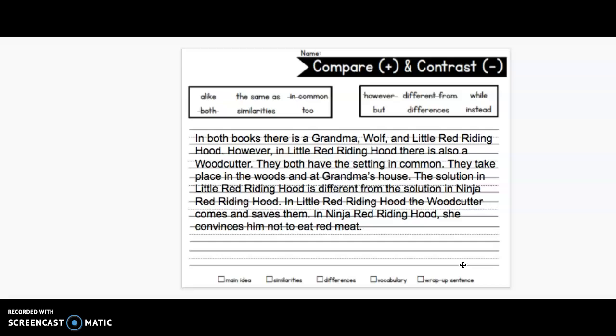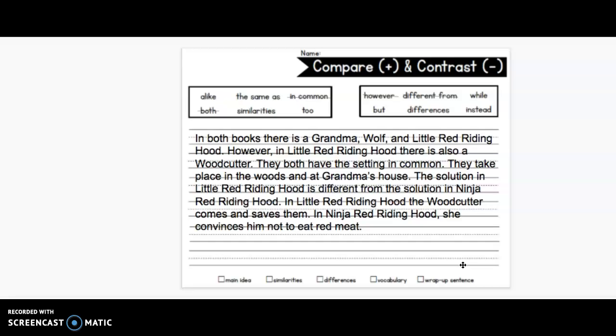It says, in both books, there is a grandma, wolf, and Little Red Riding Hood. However, in Little Red Riding Hood, there is also a woodcutter. They both have the setting in common. They take place in the woods and at Grandma's house. The solution in Little Red Riding Hood is different from the solution in Ninja Red Riding Hood. In Little Red Riding Hood, the woodcutter comes and saves them. In Ninja Red Riding Hood, she convinces him not to eat red meat. Okay, so I have those 2 to 3 story elements, and I used my comparing and contrasting words.